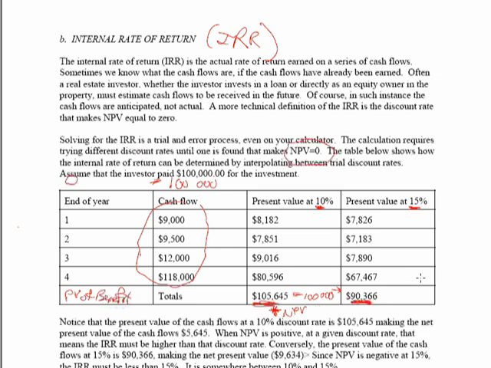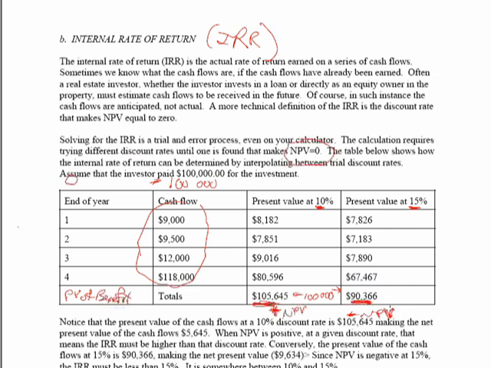However, if you take 90,366 minus our initial investment of 100,000, that nets out to negative $9,634. But to summarize, I'll just say we have a negative NPV.